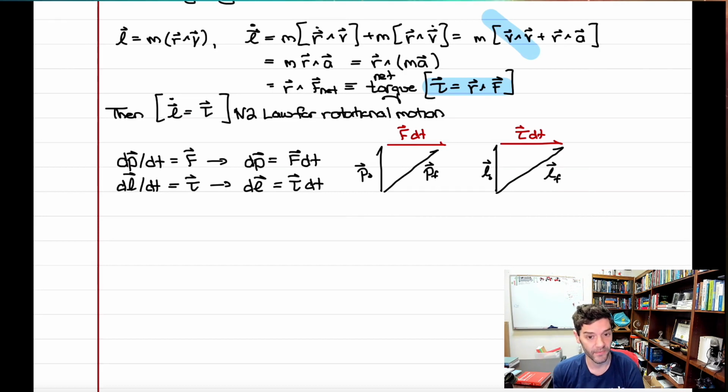Torques can change angular momentum, both in magnitude and direction. If they're parallel, it changes magnitude. If they're perpendicular, it only changes direction. If it's some combination, like it is for the two that I've just drawn, it can do both.